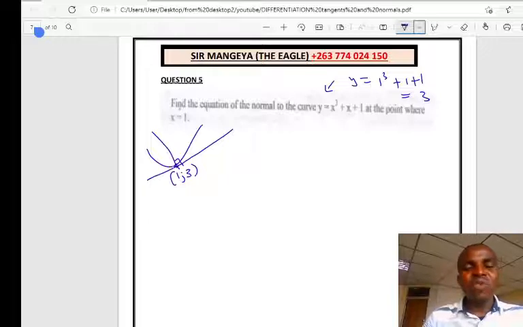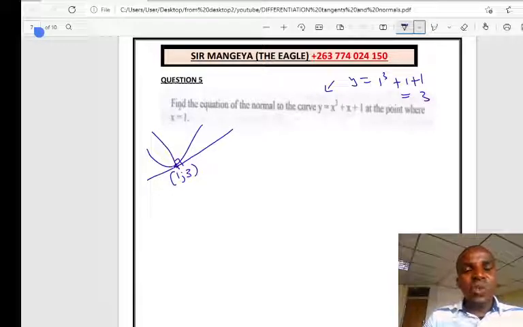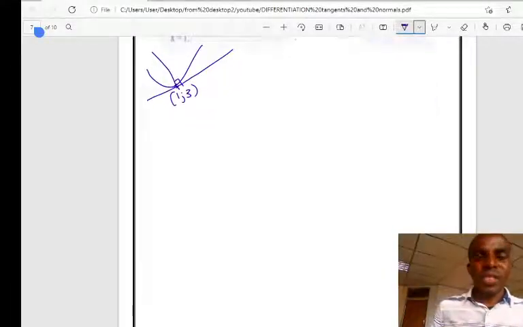To find the equation of a line, we need a point and a gradient. Now you have a point. What is left is the gradient. How can you find the gradient? You find the gradient of the normal from the gradient of the curve. Curve and tangent are the same. So you find dy/dx. After finding dy/dx, you put x is equal to 1. Then after that, use the concept of normal and tangent: m1 times m2 is equal to minus 1. So let's find dy/dx first.